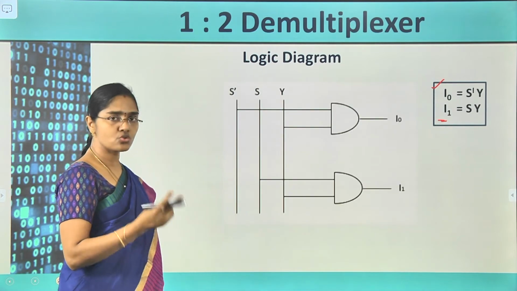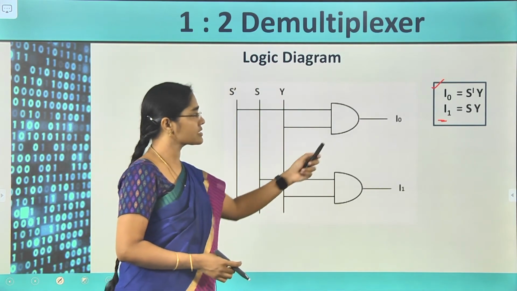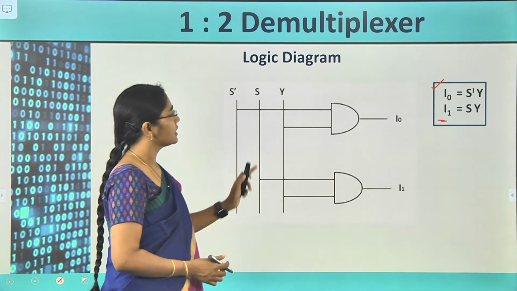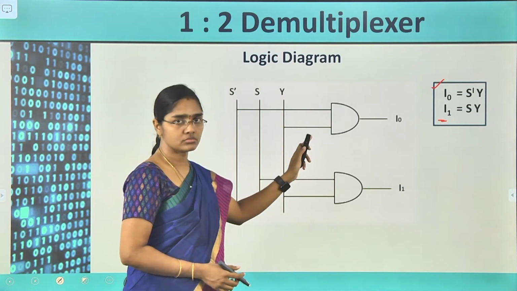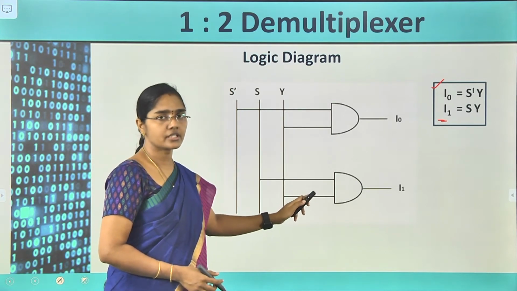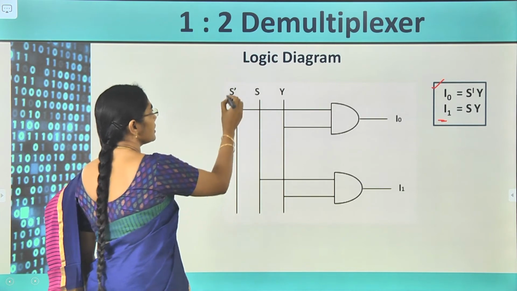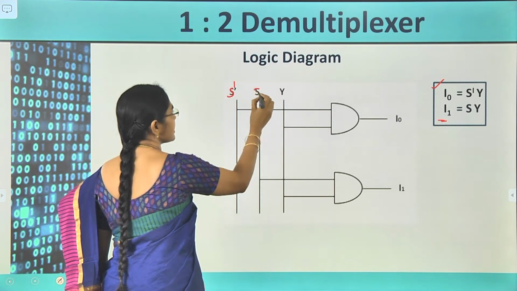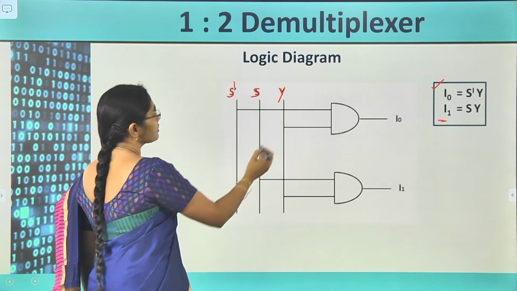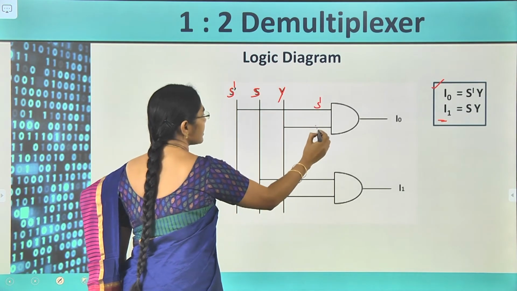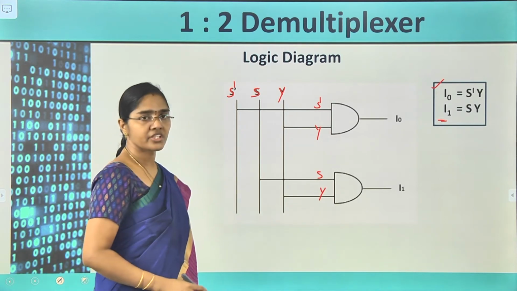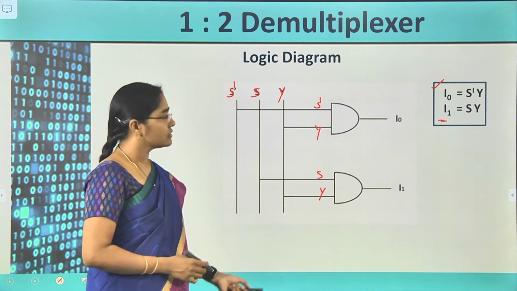It is going to use two AND gates, I0 and I1 are the outputs, and the selection line S bar is connected to the first I0 output gate and S is connected to the I1 output gate. See here, three inputs are taken as S bar, S and Y directly. So therefore S bar and Y are connected, and S and Y are connected. Okay, this is the logic diagram.